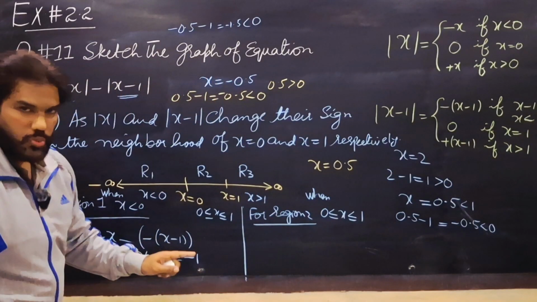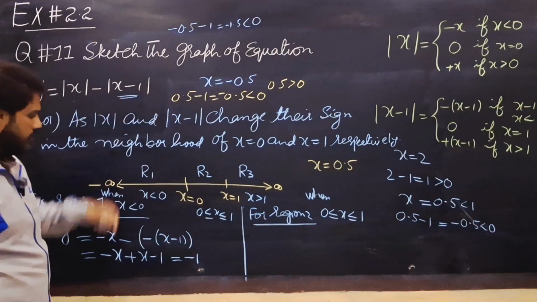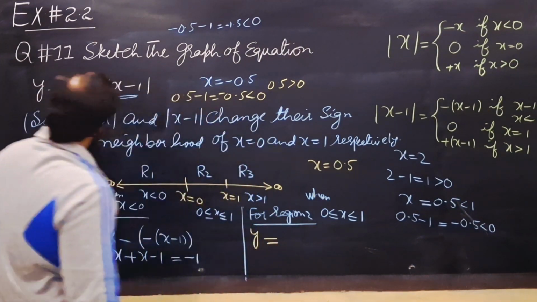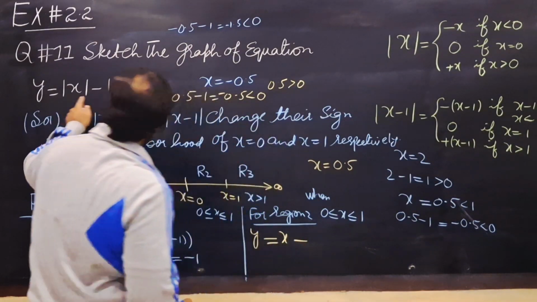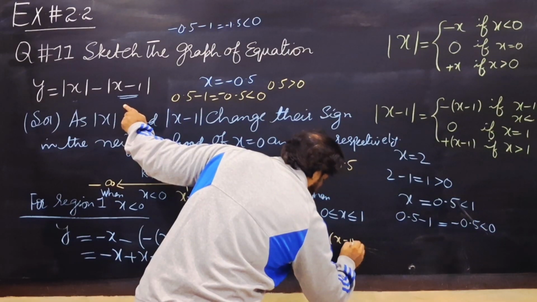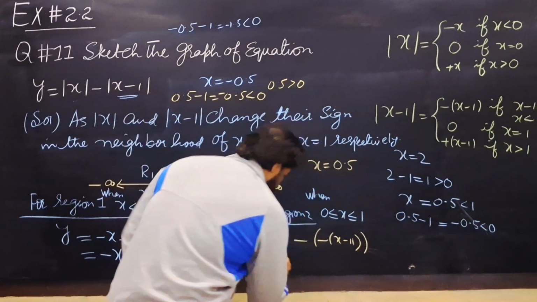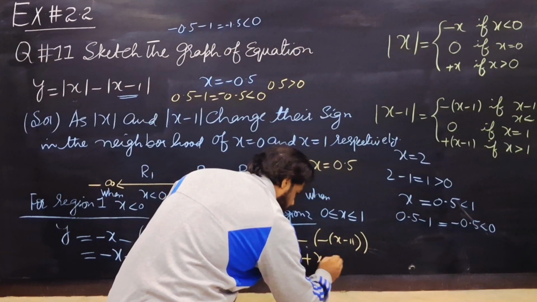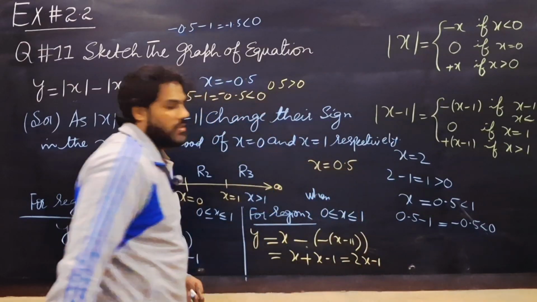So for region 2, the first value is positive, the second value is negative. So in this case, our function y is, first value is positive, that is x, second value is negative, that is minus (x minus 1). So this is x minus minus plus x minus 1, y is 2x minus 1.